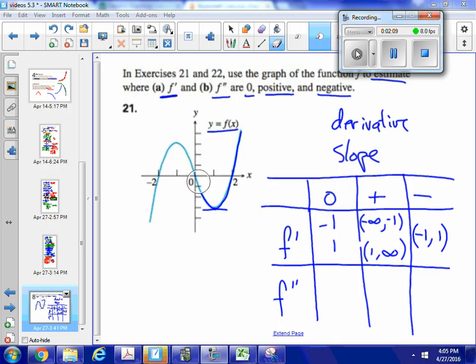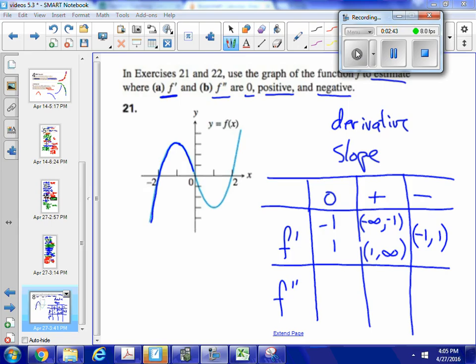F double prime is not quite as easy to see, but this is good practice. So f double prime is the rate of change of my slope. I can see that I have a positive slope, very positive, but it's actually becoming more and more negative. It's getting less positive, which is the same thing as more negative. And it's still getting more and more negative. In fact, it turns to be actually negative in this area here.